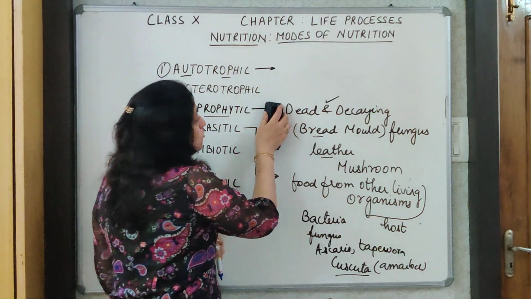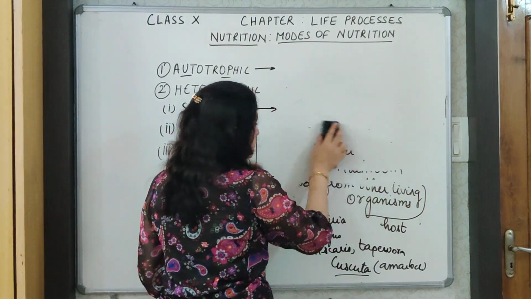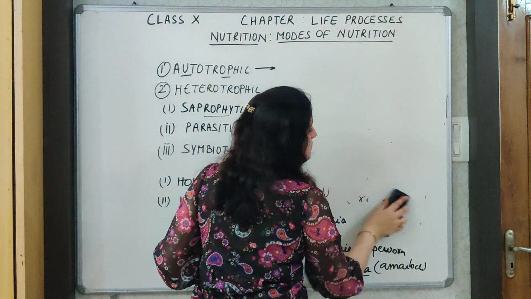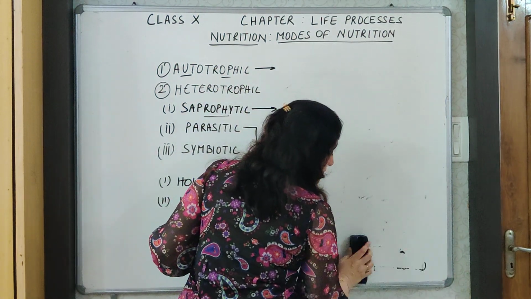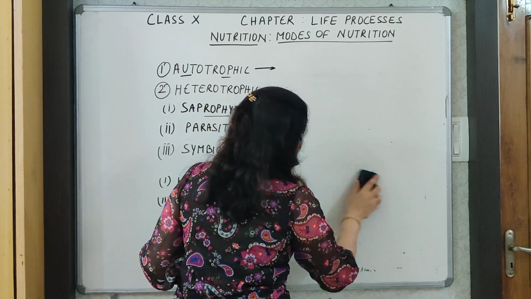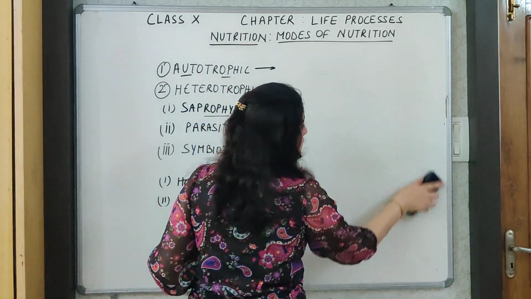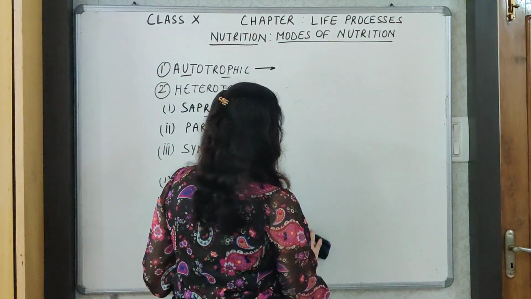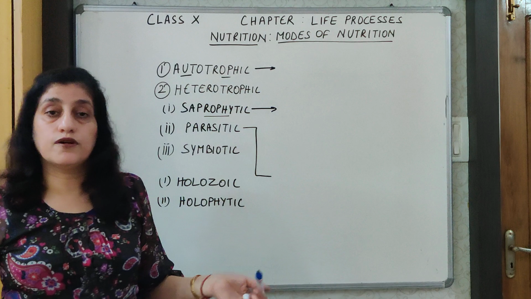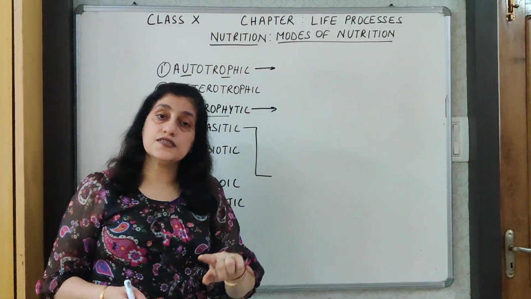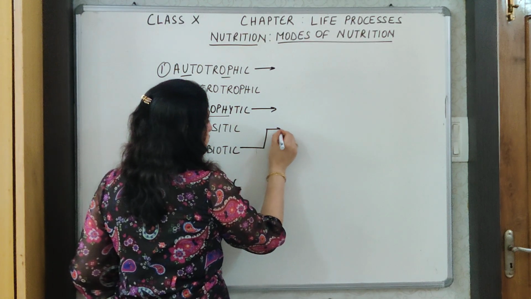Then we come to the next mode of nutrition, the third one, which is the symbiotic mode of nutrition. And for this you need to know the word symbiosis. What is symbiosis? Symbiosis is a beneficial relationship between two organisms. So here we are not talking of saprophytic, because when saprophytes take nutrition from the dead, it is not concerned about the benefit of them. In parasitic, one is harmed. Now coming to the symbiotic mode of nutrition.